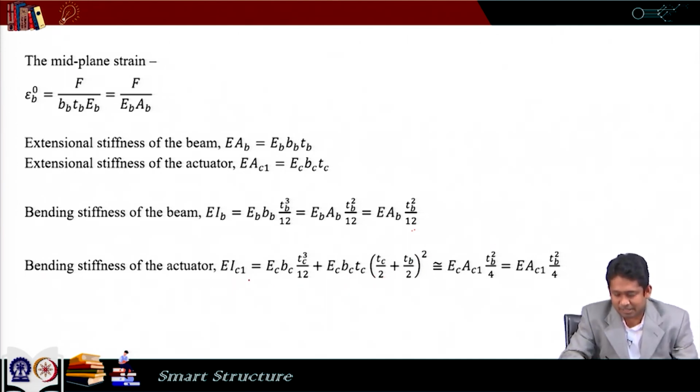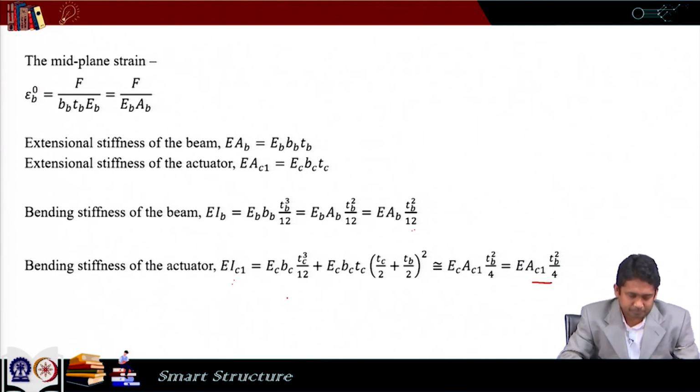So, this is our EIc1, and the same after making some approximations, because the thickness of the actuator is small as compared to the thickness of the beam. So, ignoring the higher order terms of tc, we get this expression, and finally, EIc is written in terms of EAc as this.